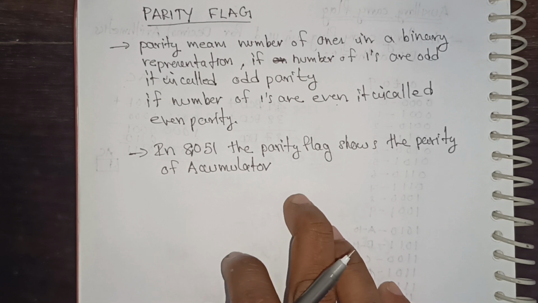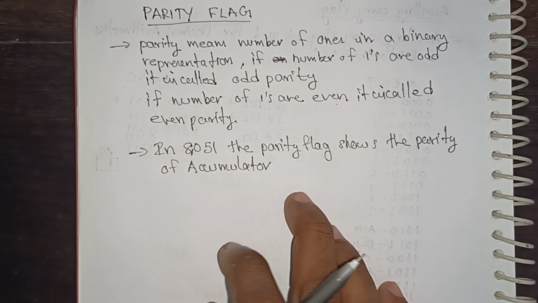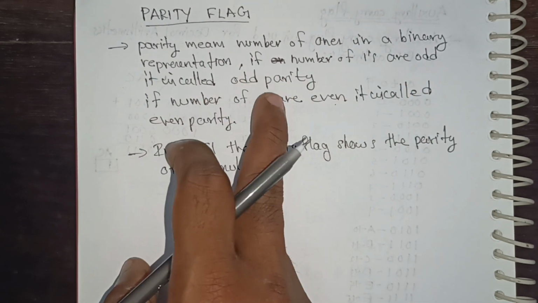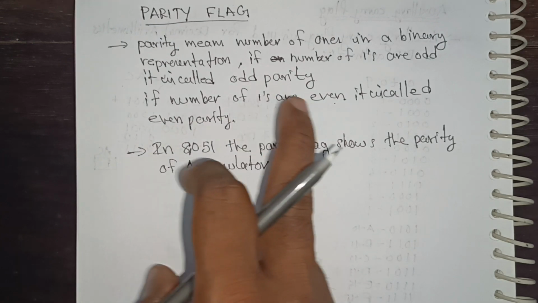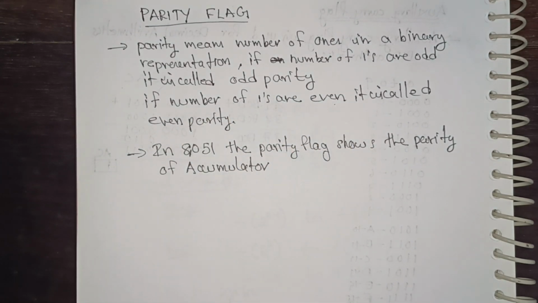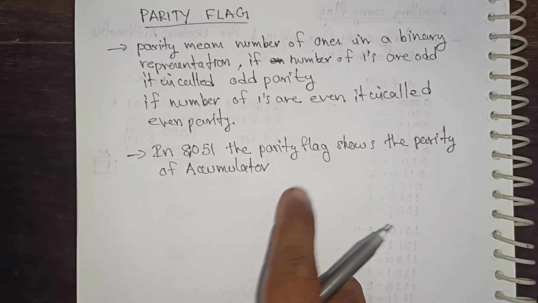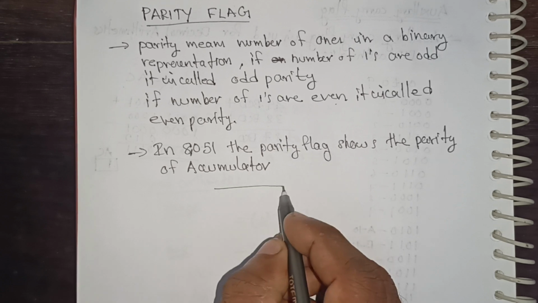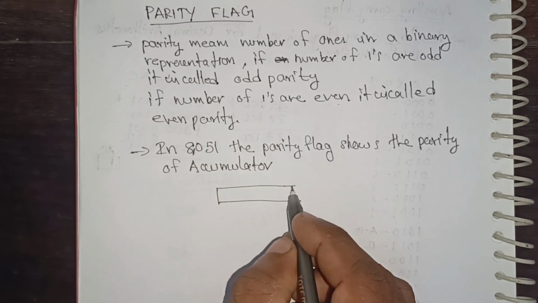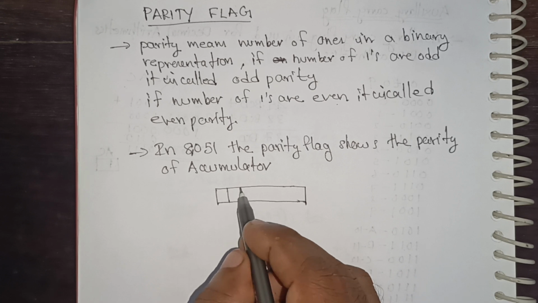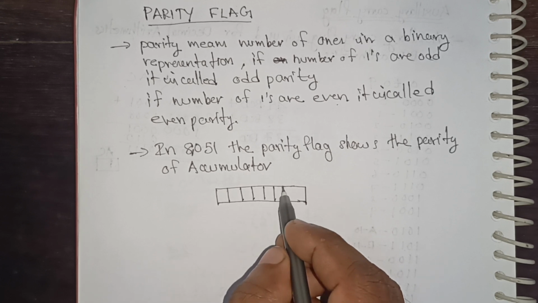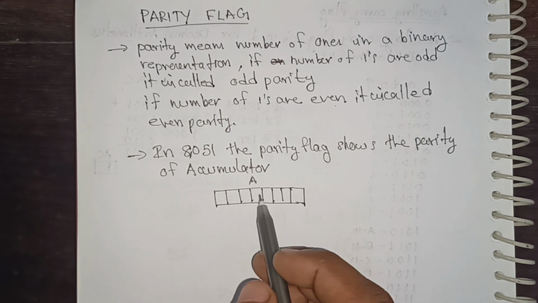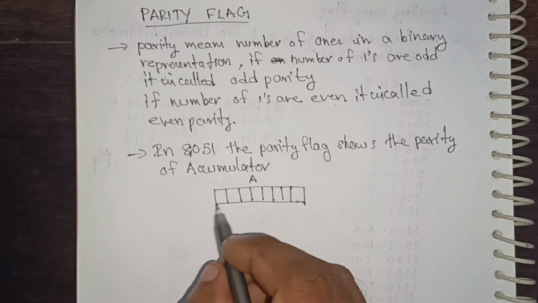So now we will see the parity flag. Parity means the number of ones in the binary representation. If the number of ones is odd, it is called odd parity, and if the number of ones is even, it is called even parity. So in 8051, the parity flag shows the parity of the accumulator. As we know, the accumulator is 8-bit. This is our accumulator, which is also called a register, which is 8-bit.